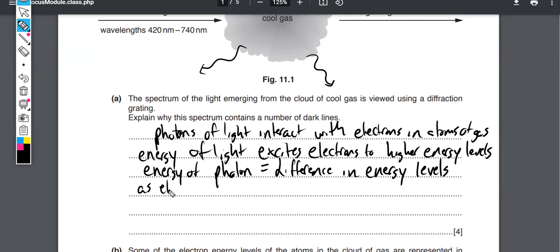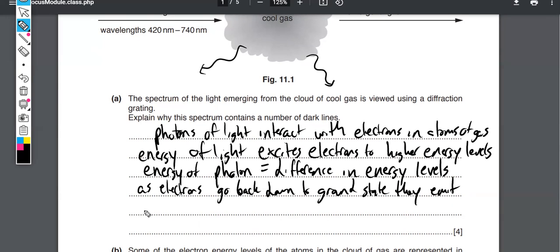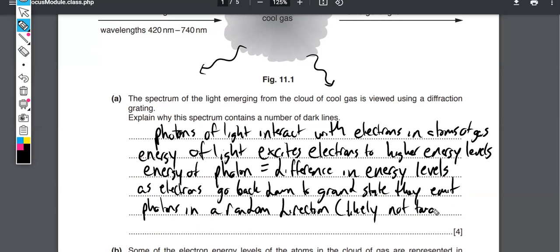So as electrons go back down to the ground state, they emit photons in a random direction. Likely not toward Earth.